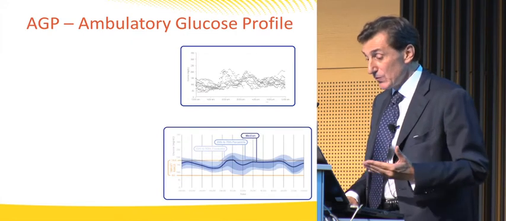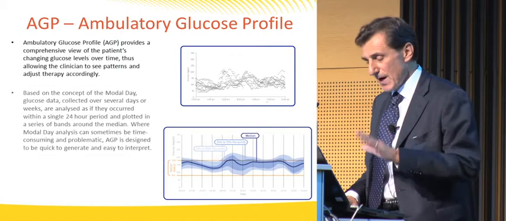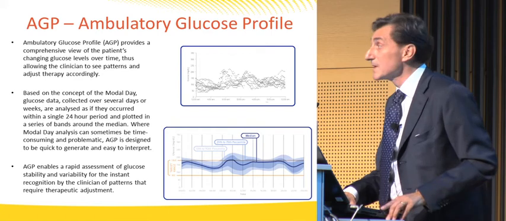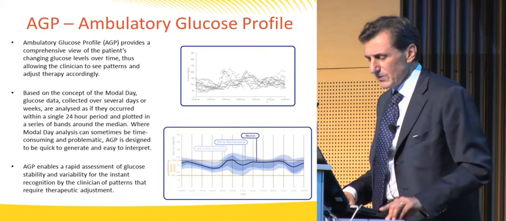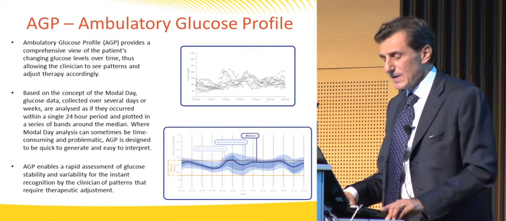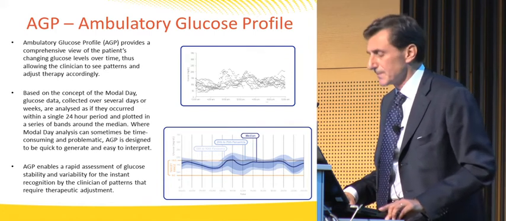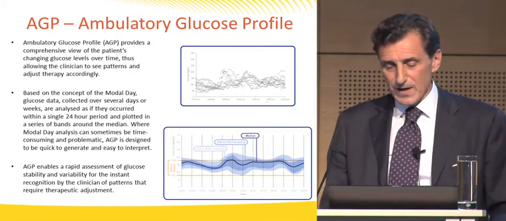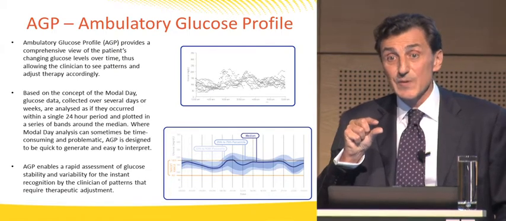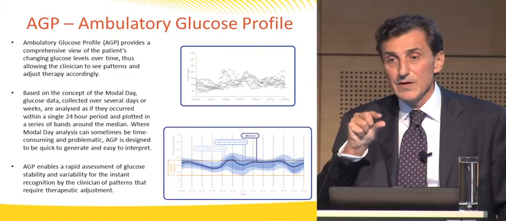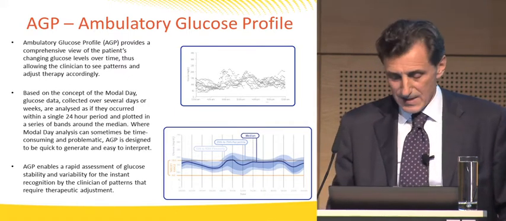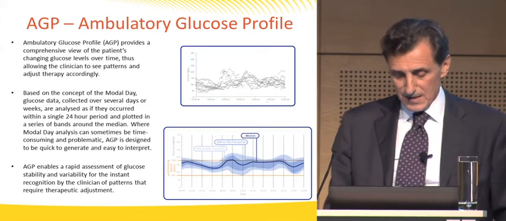Ramsey has already introduced you to the AGP, the ambulatory glucose profile, so I want you to concentrate only on the last sentence of this slide. AGP enables a rapid assessment of glucose stability and variability for instant recognition by the clinician. So very quickly, you can see a median. You can see the 25th to 75th percentile, which represents variability. And you can also rapidly evaluate the outliers, the values between the 10th and the 90th percentile.